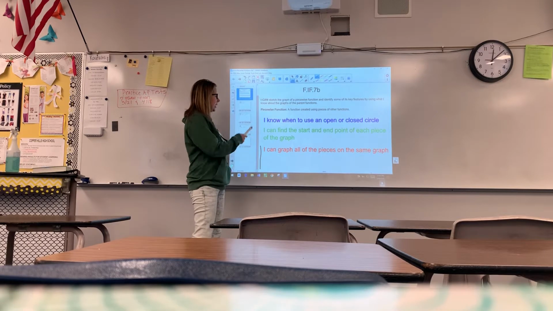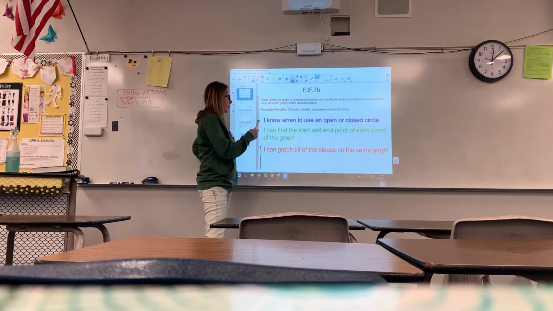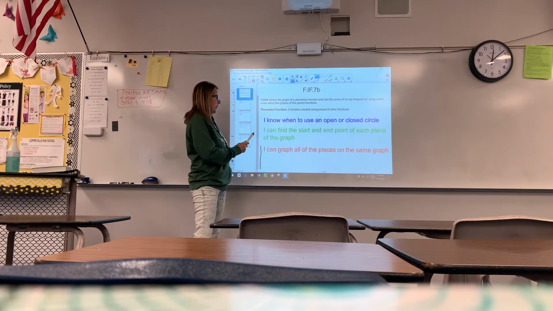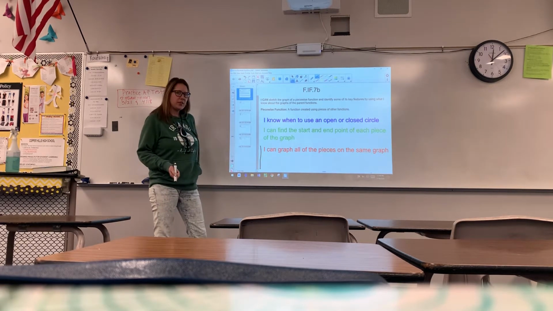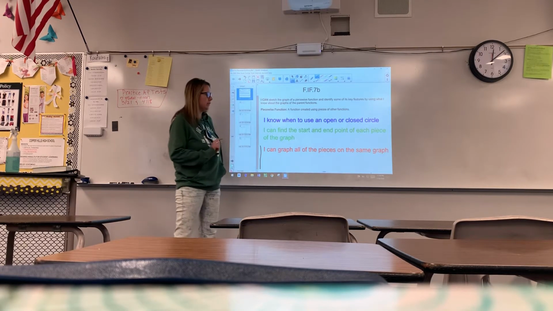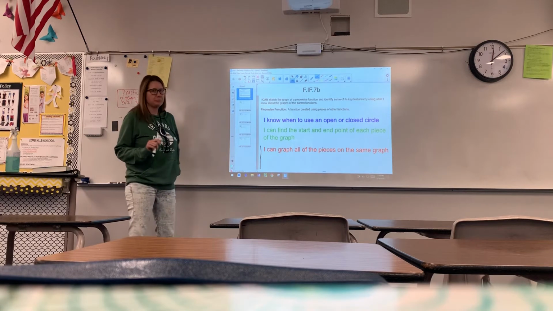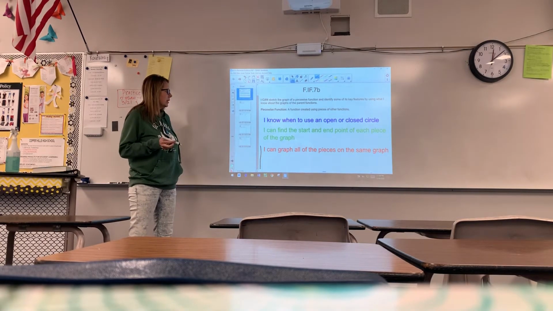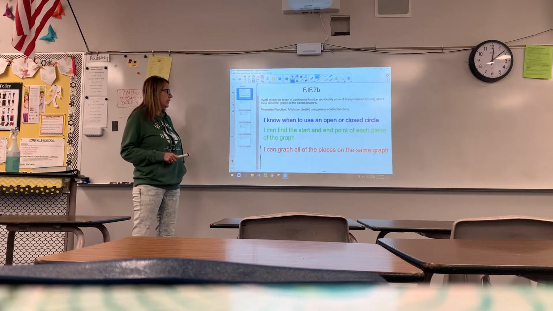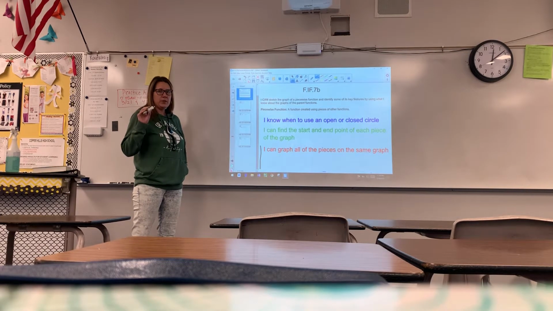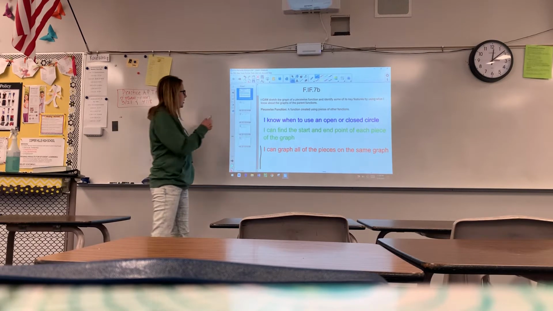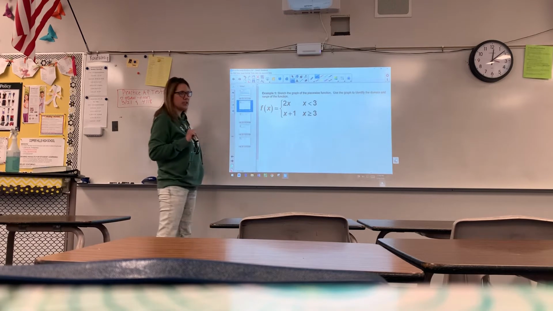So the first thing, the blue part, is I know when to use an open or a closed circle. The green part is I can find the start and end point of each piece of the graph. And the red part, I can graph all of the pieces on the same graph. Okay? So these are the three things that we're going to focus on and identify if we know how to do each of those pieces. You can pause that if you need to write that down.